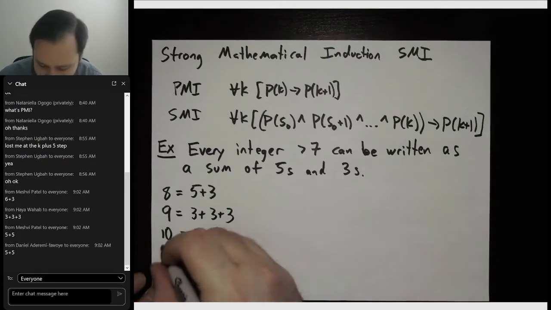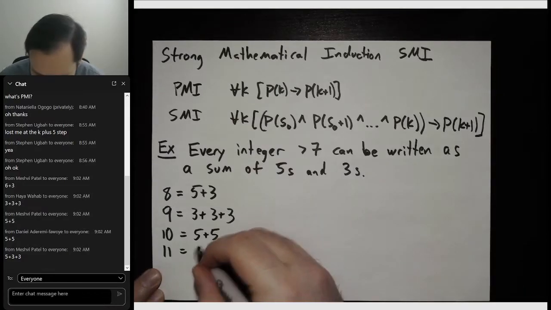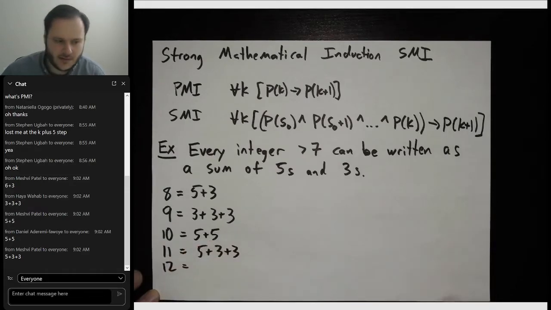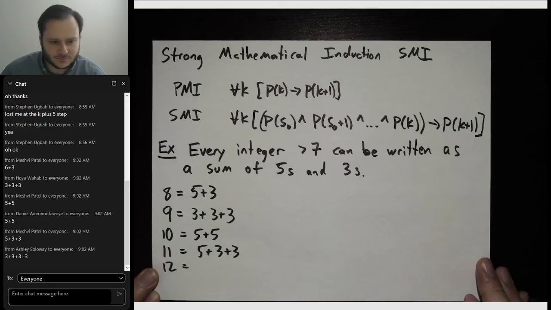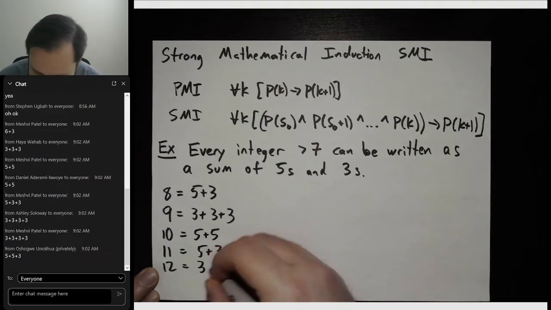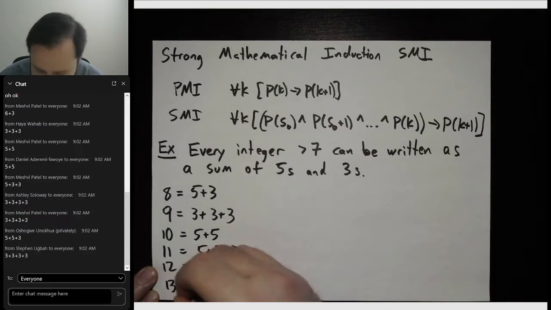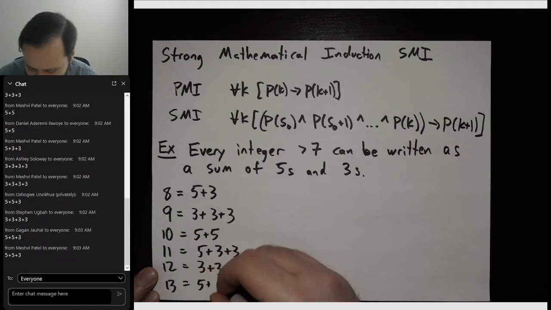I like it. 11. How are we going to do 11? Good. 5 plus 3 plus 3. 12. What do we got for 12? There we go. We need 4 3s this time. And let's do one more. Let's do 13. How can we write 13? 5 plus 5 plus 3. Good. I like it.